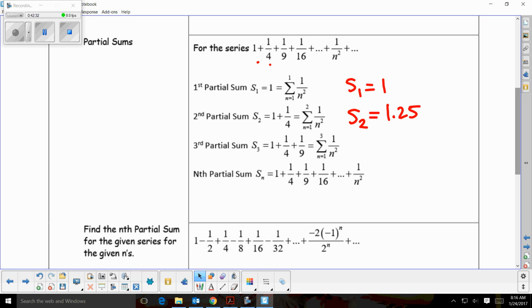S of 3, you'd add the first 3 terms. So you start at 1, end at 3. And so what would S of 3 be? 1.361. Just do that in your head. Yes, because you added 0.11. Yeah, that's smart.